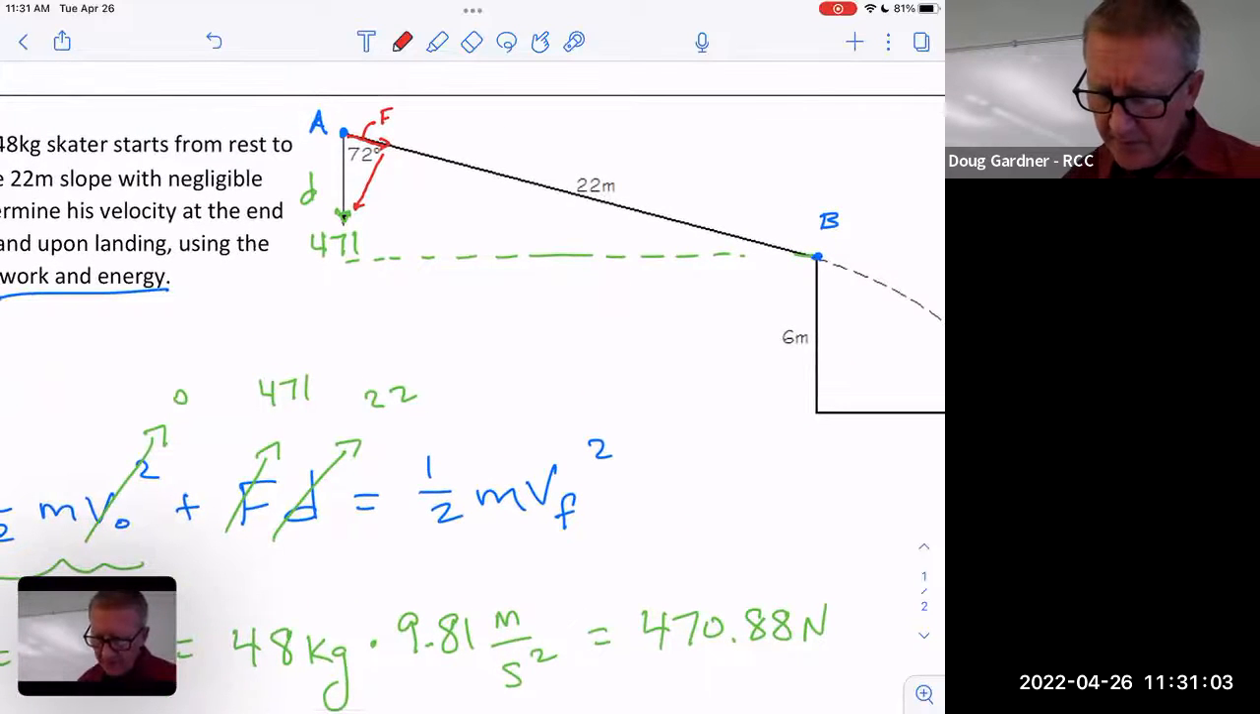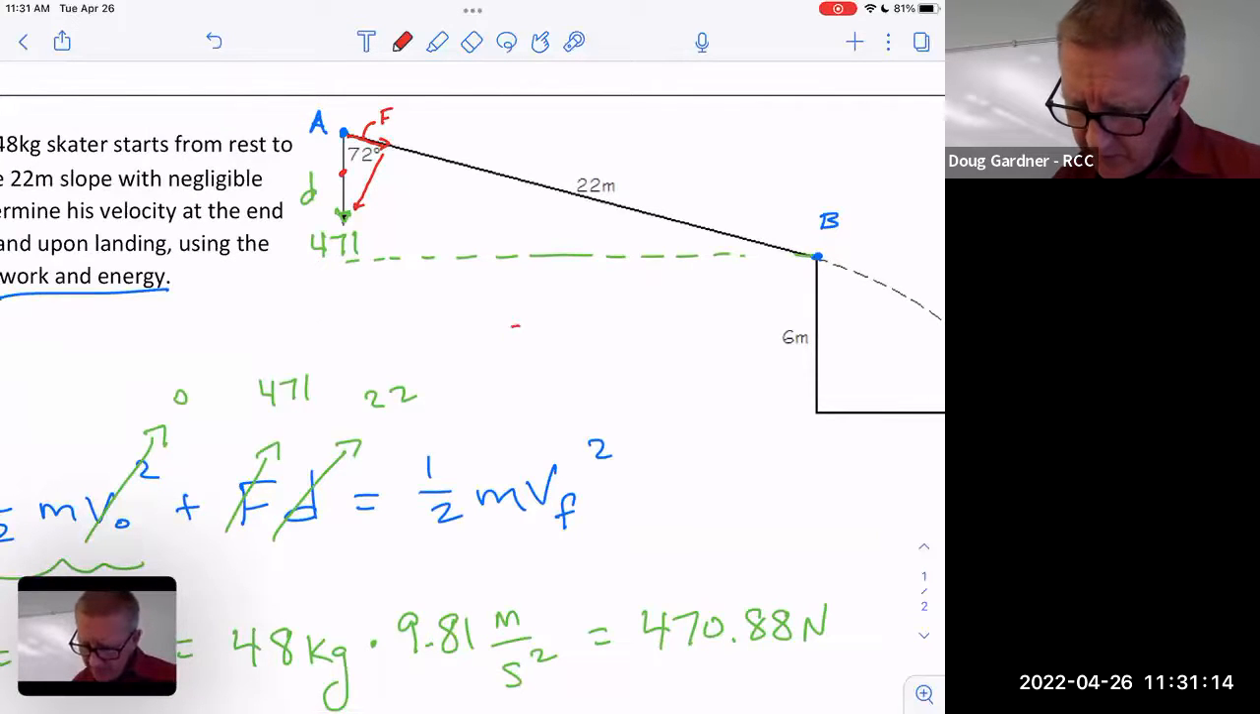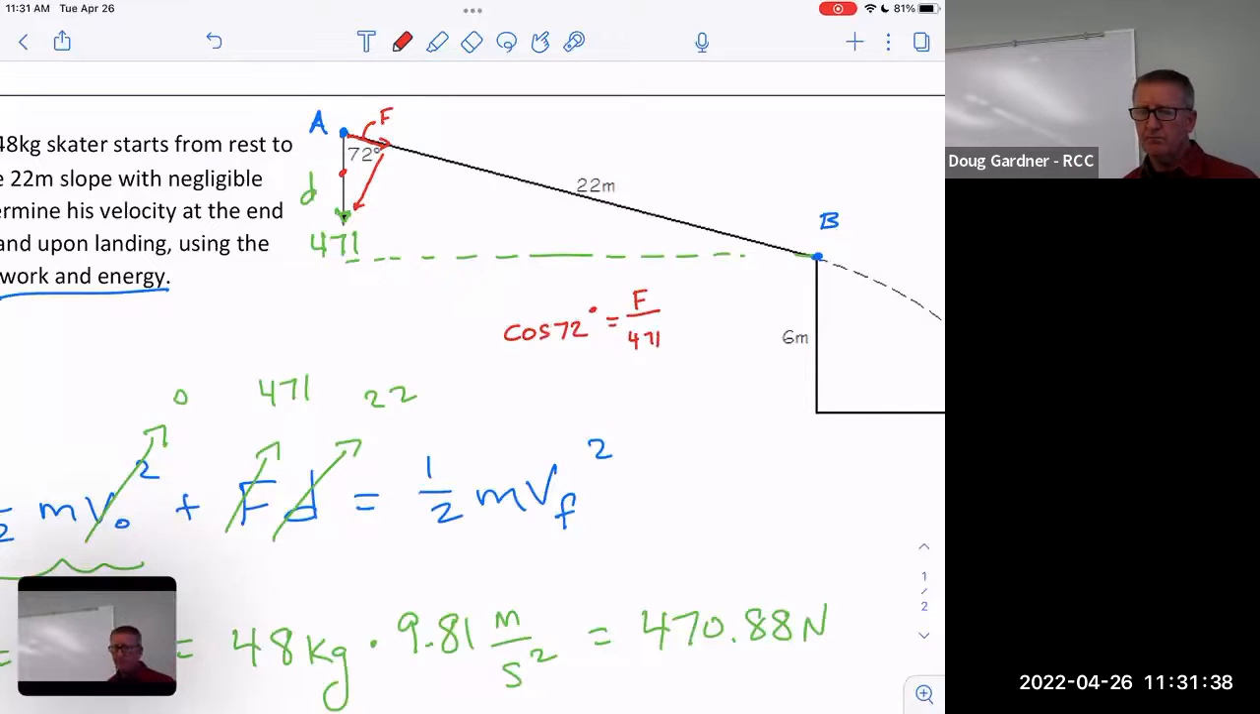So let's see, if this angle up here is 72, then couldn't I say, since this hypotenuse right here is 471, couldn't I say that the cosine of 72 is equal to adjacent force divided by hypotenuse? Let's see, I think I drew this wrong. No, I didn't, I drew it right. Divided by 471. Wouldn't that tell me what that force was?